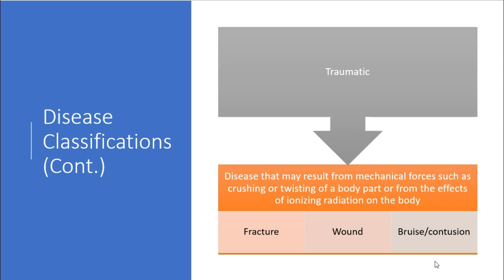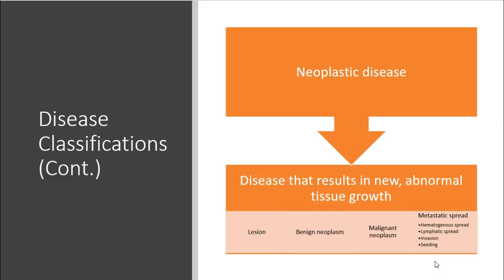Traumatic, so a disease that may result from a mechanical force such as crushing or twisting of a body part, or from the effects of ionizing radiation to the body. So yikes. There's fracture, wound, and bruise and contusion that can show the effects of a traumatic injury.